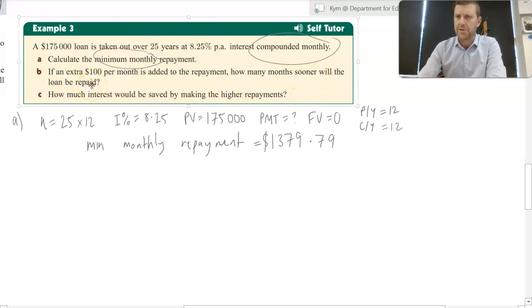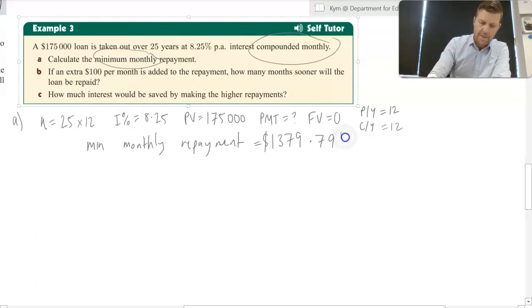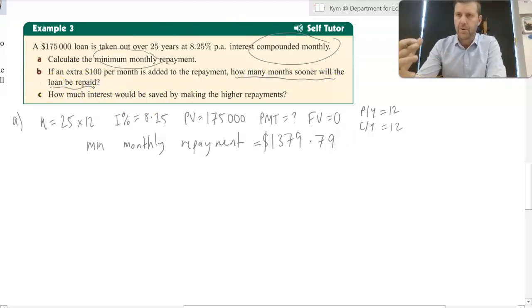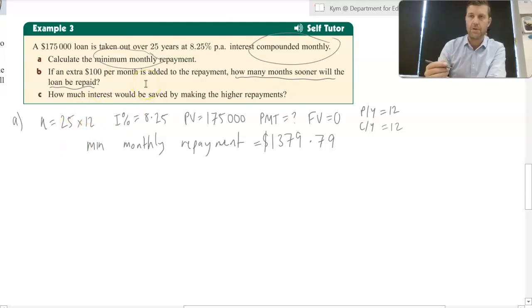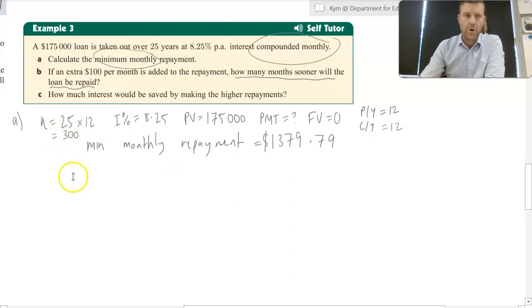Now, it's important to read the question here. This one actually says, how many months sooner will the loan be repaid? So yes, we want to work out how long it's going to take to pay off the loan, but then we're going to refer back to how many months sooner. So at the moment, remember, the number of months is 12 times 25 or 300 months. So we're going to work out how many months it would take to pay off paying this plus an extra $100 per month.